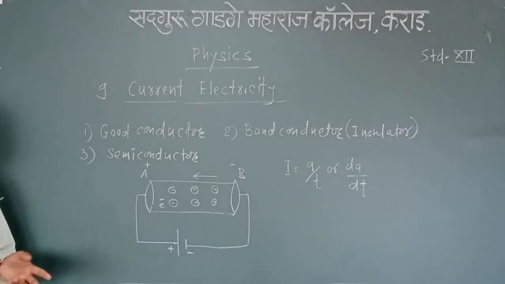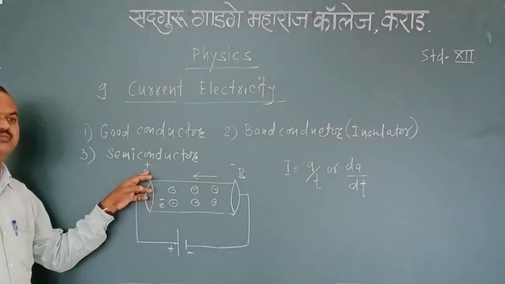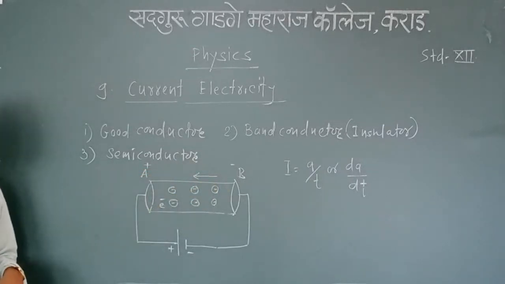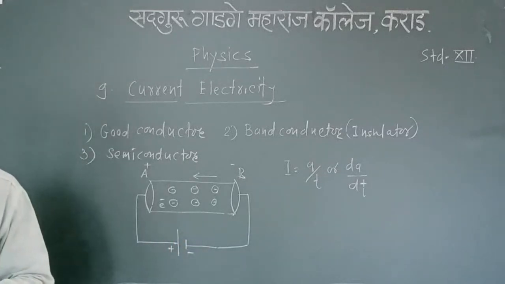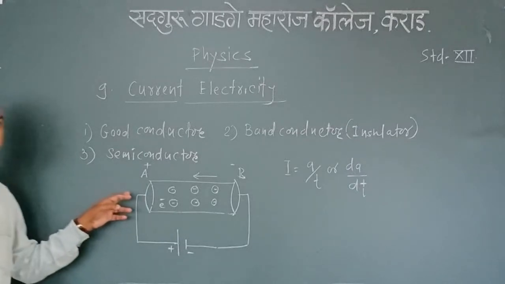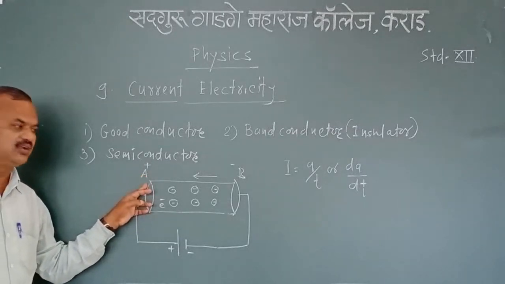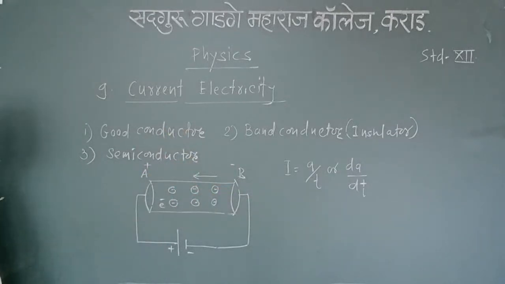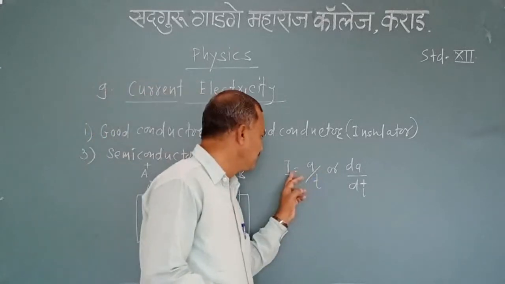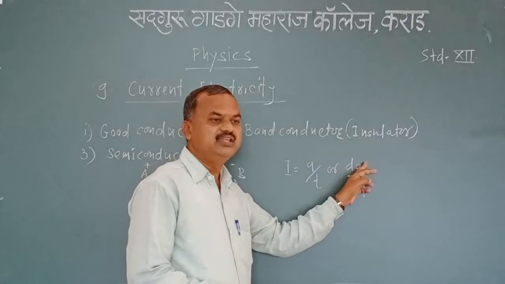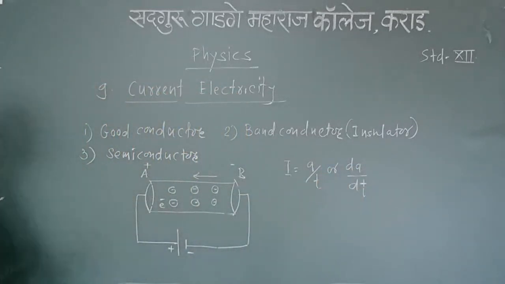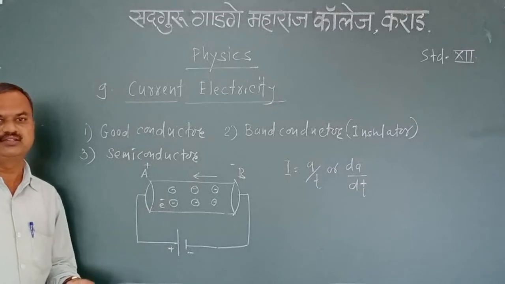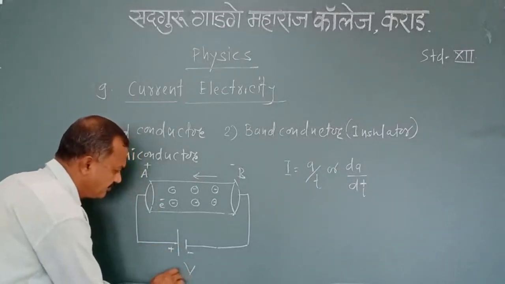In order to move the positive charge from end A to end B, this cell supplies some energy to that charge, due to which positive charge moves from higher potential end A to lower potential end B. Due to that movement of charges in a given direction, that rate of flow of charge is nothing but electric current, I equal to Q divided by t or dQ divided by dt. That means, in order to maintain electric current through any conductor, we have to apply a potential difference across the ends of the conductor by means of a battery having potential V or EMF E.